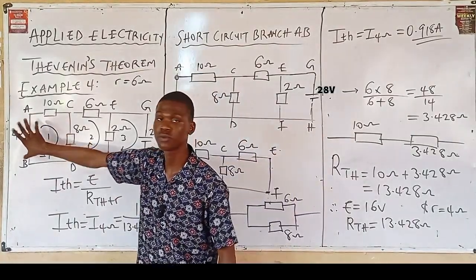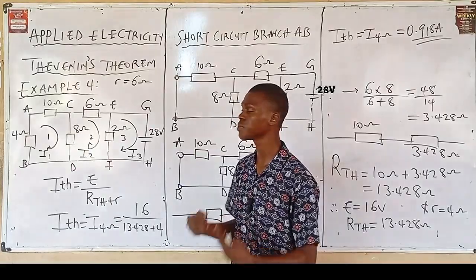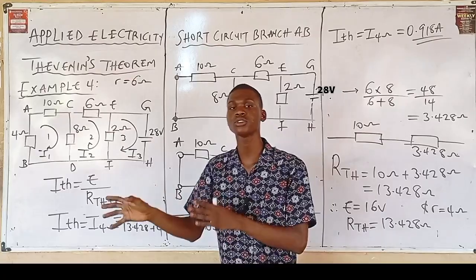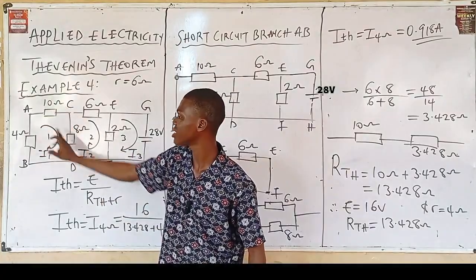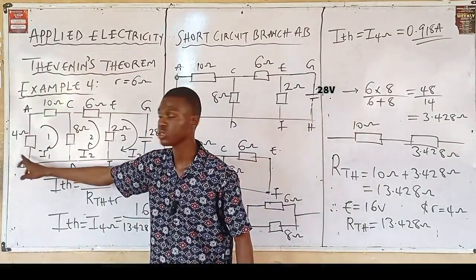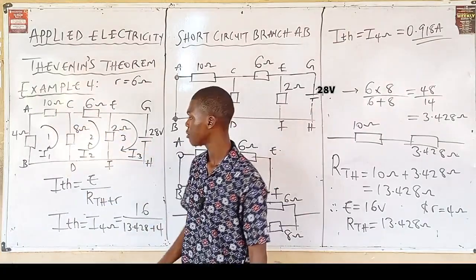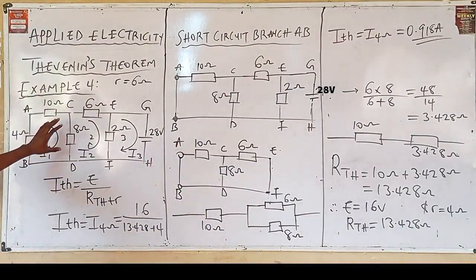Once you've done that, it means that in the loop where you have the load resistor and the other resistor, no current is flowing through it. In this case, we have a 10 ohm resistor present in the loop where we have our load resistor, which is 4 ohms. So no current is flowing through the 10 ohm resistor, right? Then next up, calculate the voltage of the load resistor.